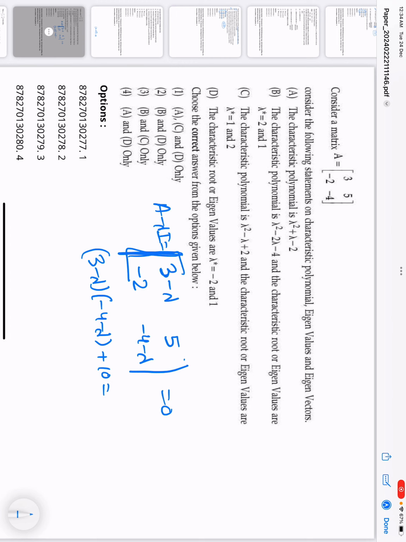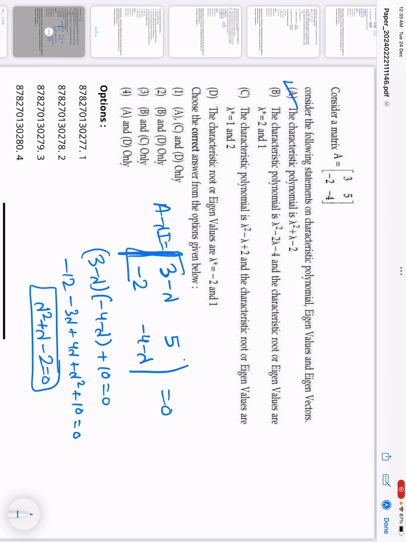Okay, so the eigenvalues of A minus lambda I. You can put this equal to 0. You will get the values of lambda for which this is being satisfied. A minus lambda I would become 3 minus lambda, 5, minus 2, minus 4 minus lambda. This determinant should be equal to 0. We have 3 minus lambda into minus 4 minus lambda plus 10 equals 0. Minus 12 minus 3 lambda plus 4 lambda plus lambda square plus 10 is 0. So if you solve this, you'll get lambda square plus lambda minus 2 equals 0. This is the characteristic equation polynomial that we're getting.